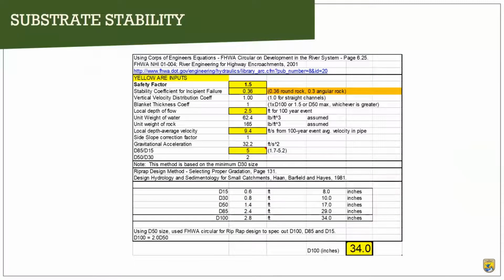So substrate stability, there's a lot of different ways to design substrate for stability. And this is one method that we have developed using Federal Highways circular and US Army Corps of Engineers equations. This method designs a substrate for stability at the D30 particle size. So D30 is the size that 30% of the particles are going to be smaller than. So that's a pretty conservative design. Most stability analyses use the D50.